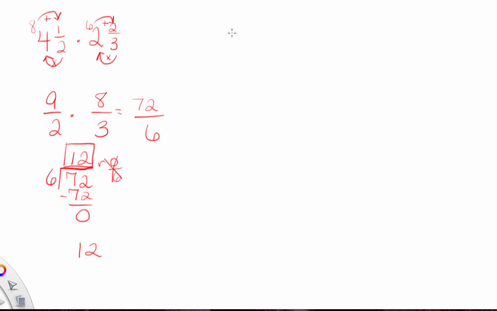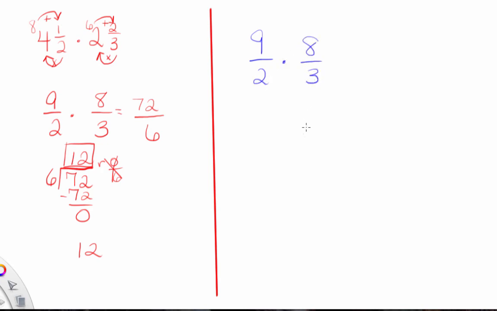I'm going to do the same problem over here, but I'm going to simplify before I multiply. So I'm going to write my improper fraction that I already made, 9 halves, or 9 over 2, times 8 over 3, or 8/3. And I look at my diagonals. I'm going to look at 9 and 3 first. I know that 9 and 3 share 3 as a factor, so I'm going to divide both of them by 3. Now I'm going to look at my other set of diagonals, 8 and 2. I know that 2 and 8 share 2 as factors, so I'm going to divide both of those by 2.